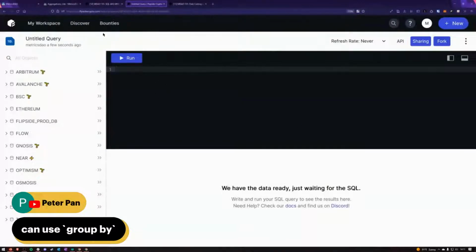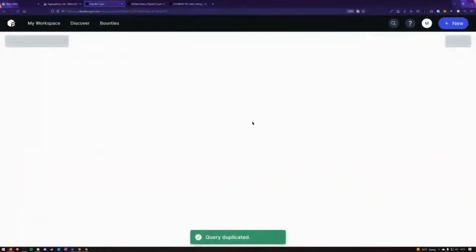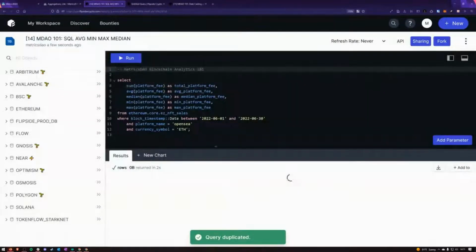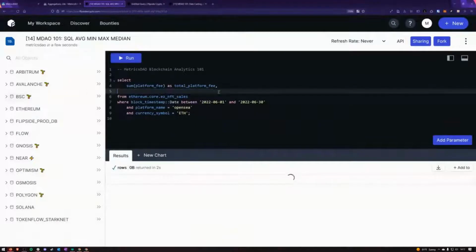Yes, exactly. So we can use group by, and what the group by will let us do is basically take those different currencies and apply that sum across the board. So let's fork this. Let's cut these out for now, and let's still look at how about the sum fee in USD.